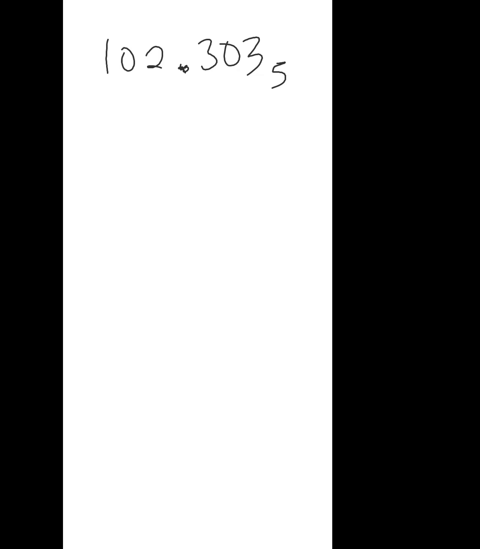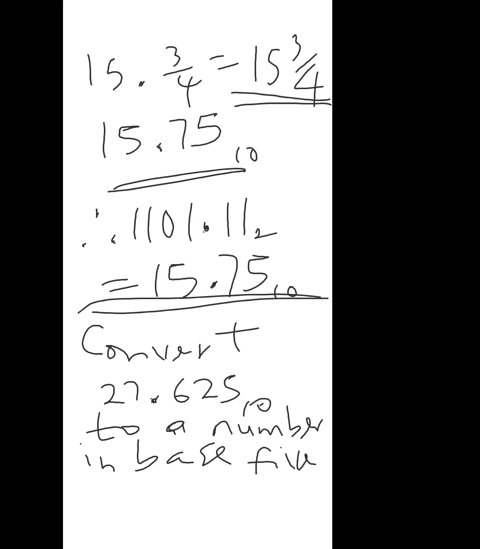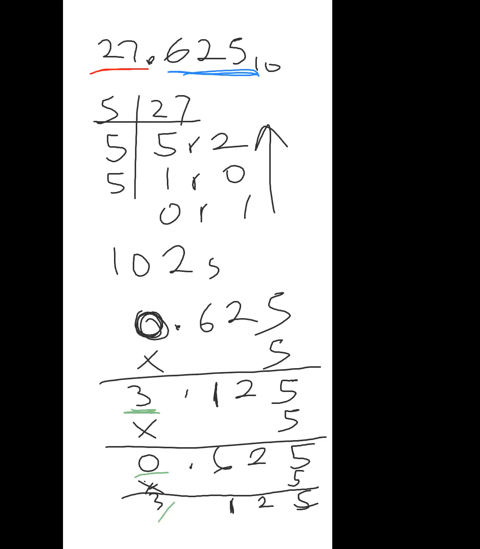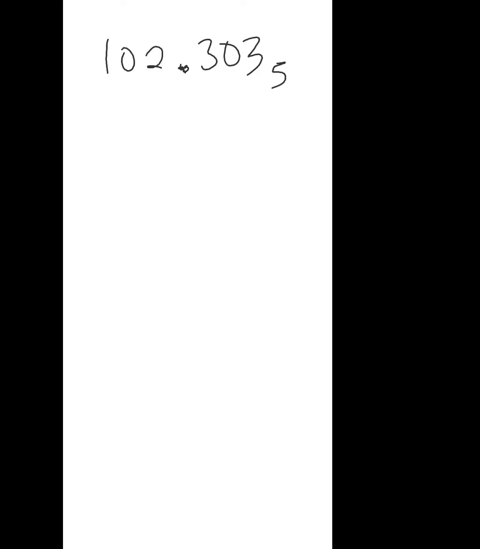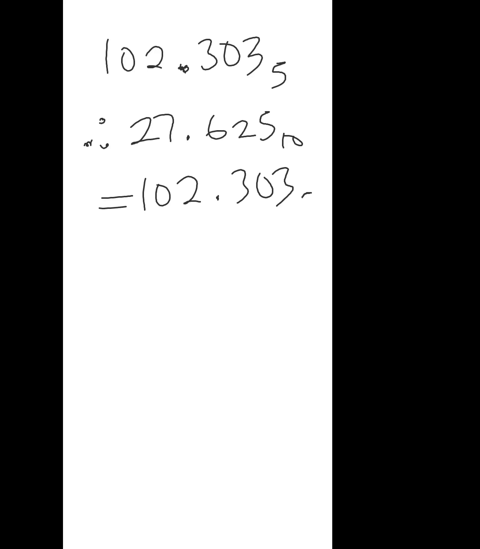Okay, so I think with that, we have something good to work on and as an additional knowledge that we are gaining. All right. So I can effectively say from the previous slide that 27.625 base 10 will now give us the answer we arrived at. Therefore, we can just safely conclude that 27.625 in base 10 is what will now give us 102.303 in base 5. All right.